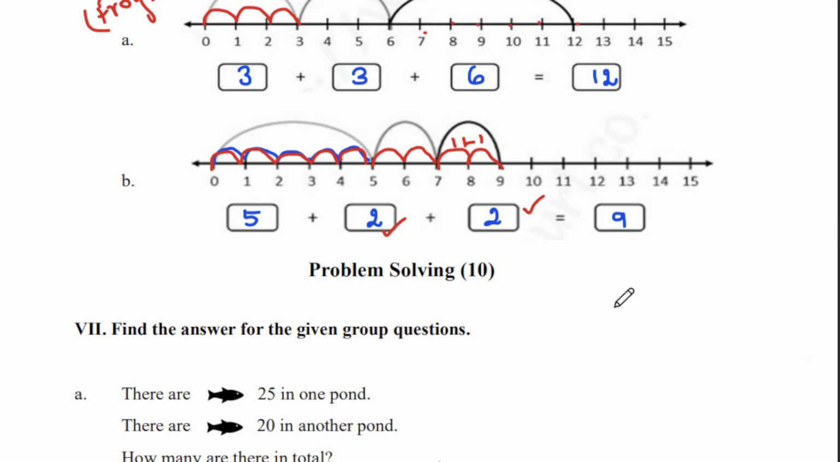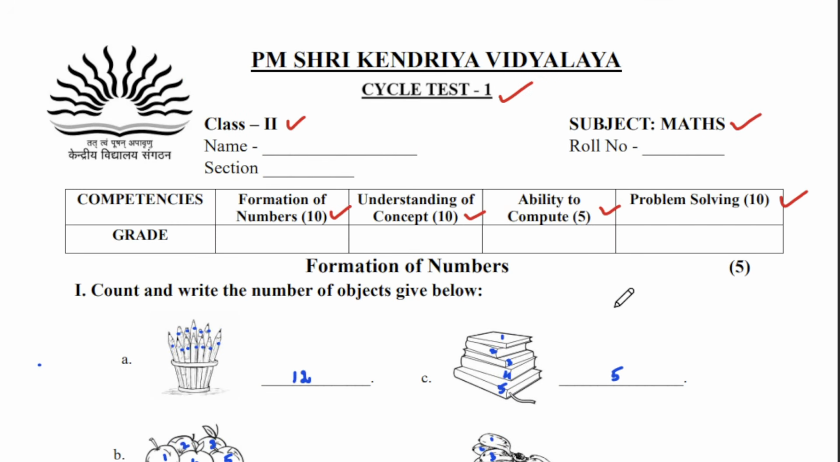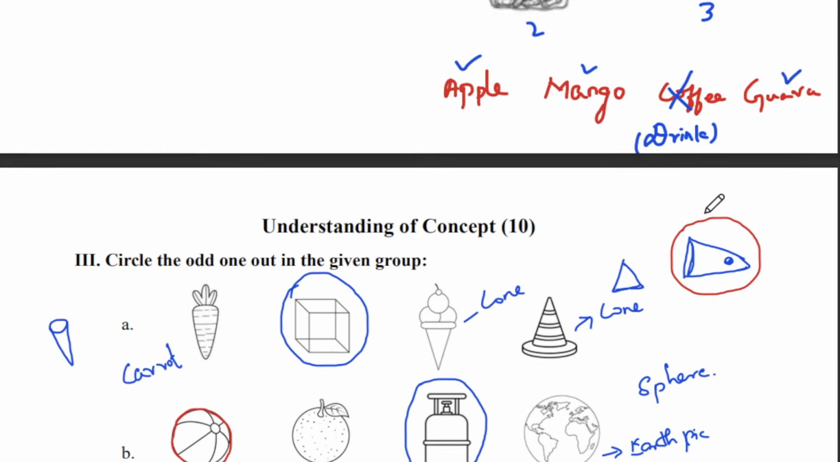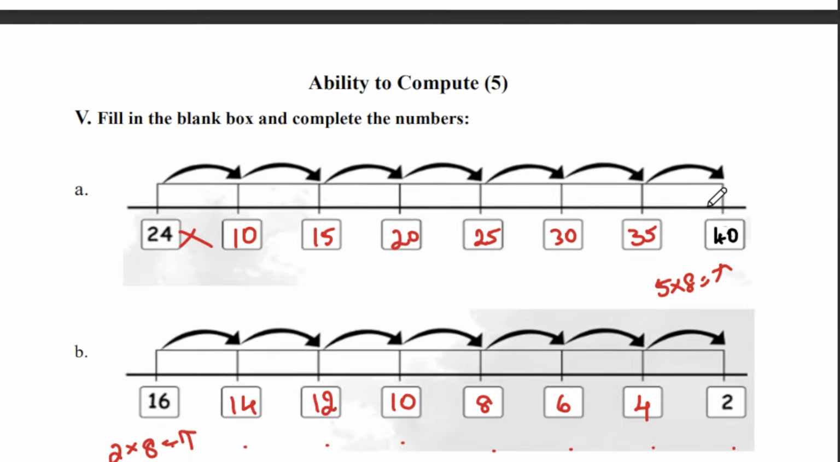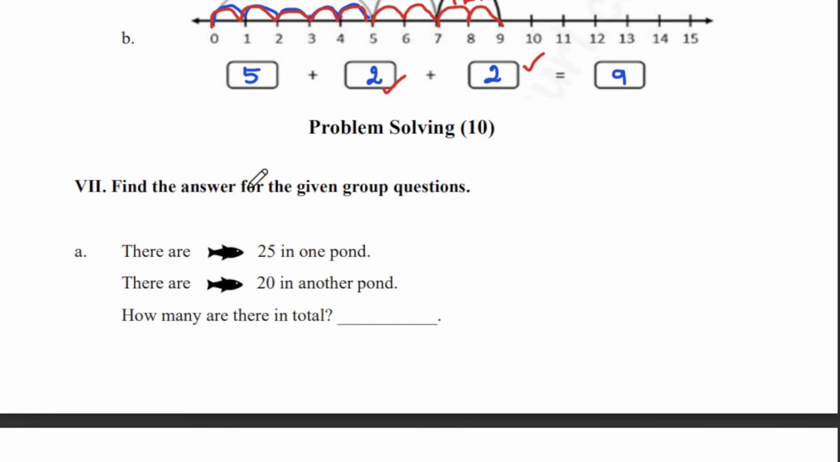So next is problem solving. We have come to the end of this lesson, students. So problem solving is the end. If you are getting 10 marks here and 10 marks here, again 5 marks here, and again let's see problem solving. Find the answer for the given group question. So problem solving, find the answer.